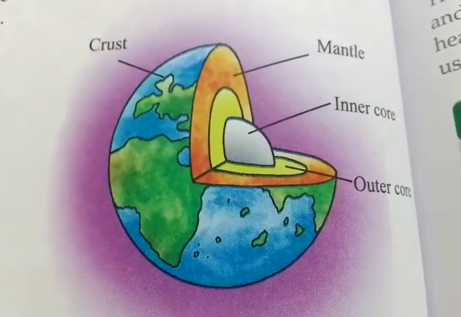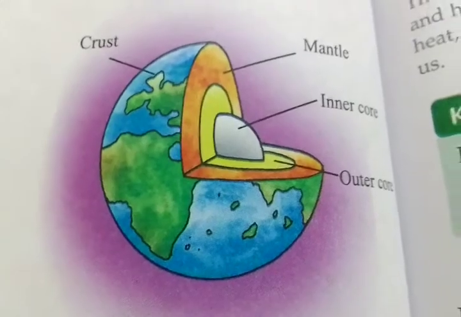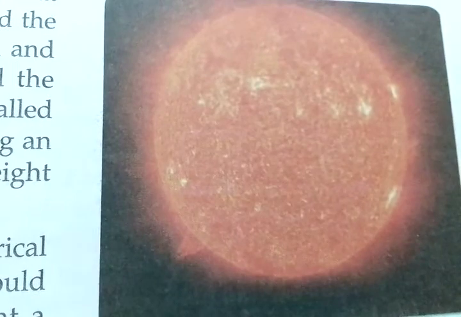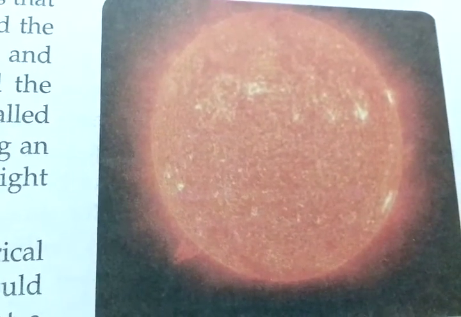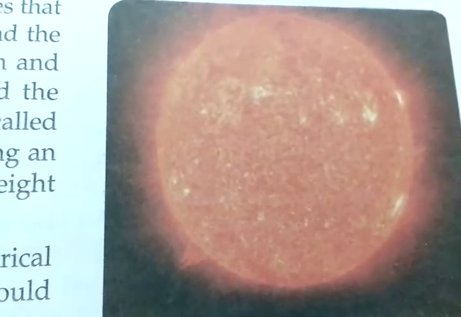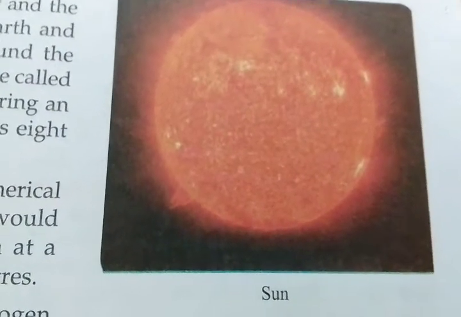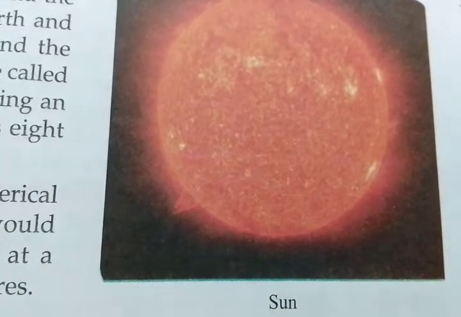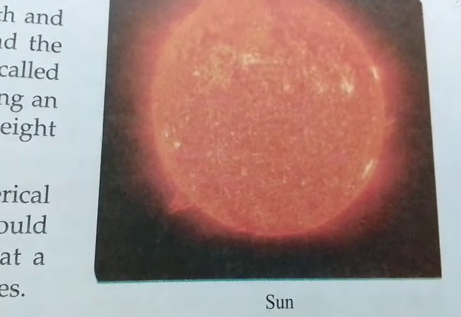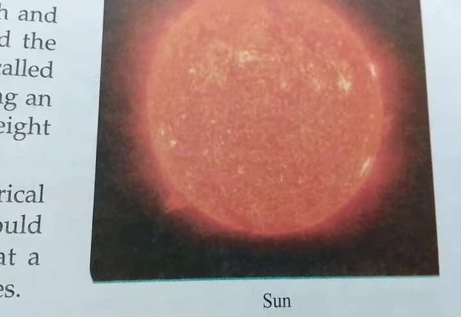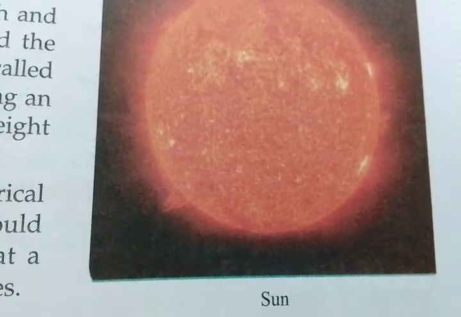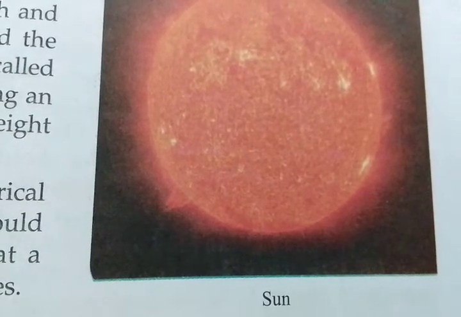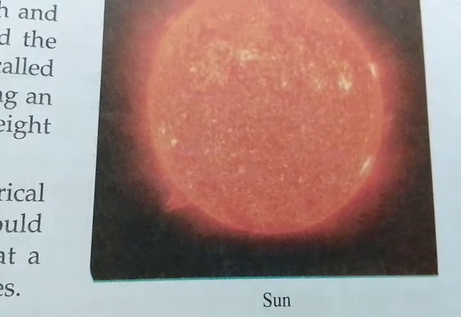Next is about the sun. The sun is a huge ball of fire and gases. And sun gives us heat and light. And sun is the source of energy in our planet Earth. It is a star and the center of the solar system. The Earth and all the other planets revolve around the sun.